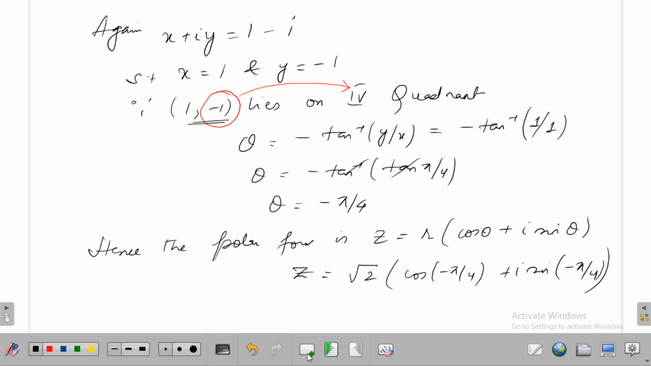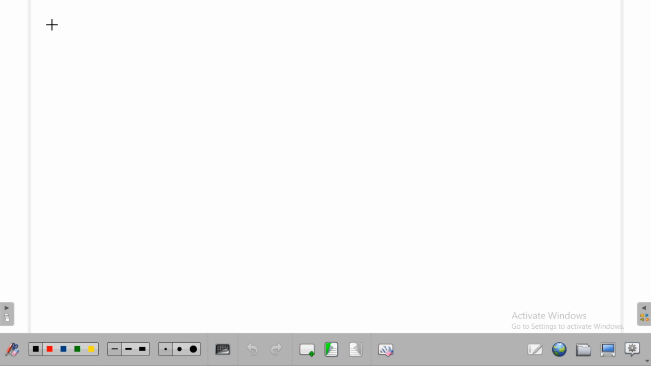In a similar manner, you can pause the video and write it down, and let us do the next question. Let me do question number 6, and I say let z is equal to minus 3, because the question is for minus 3, but I have to write it in complex form. I'll just give here 0i. Okay, same thing.